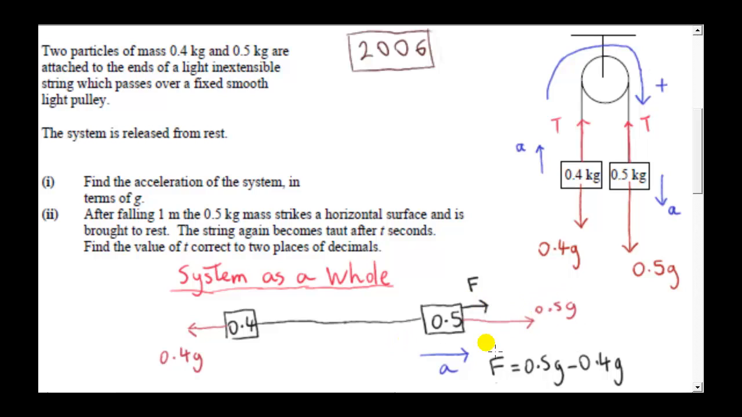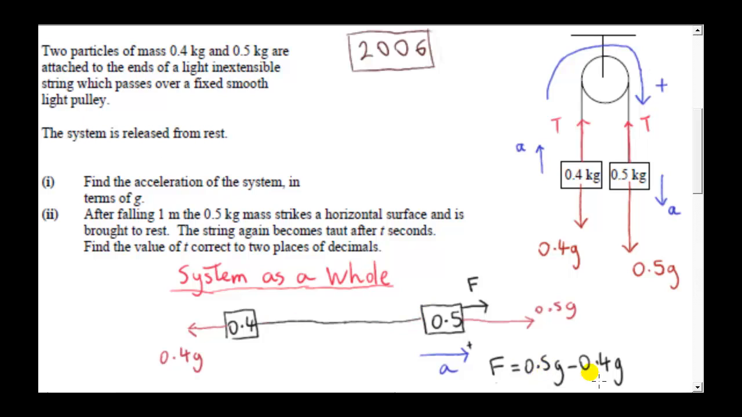So if we take directions to the right as being positive, the resultant force on the system is 0.5g minus 0.4g. We can forget about the two tension forces. I can put them in if I want, but if we sum the four forces, these two tension forces will add to 0. Besides, these are internal forces, so they're not responsible for accelerating the system. The system consists of the two masses and the massless string.